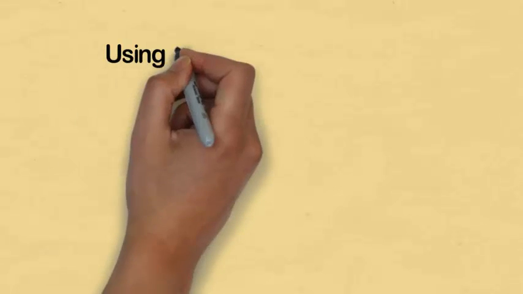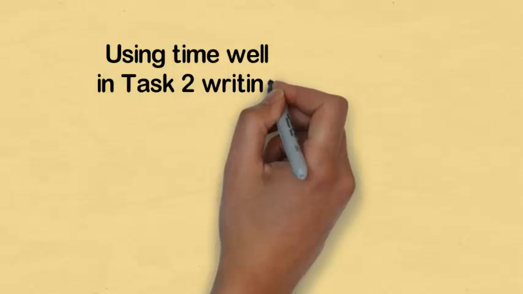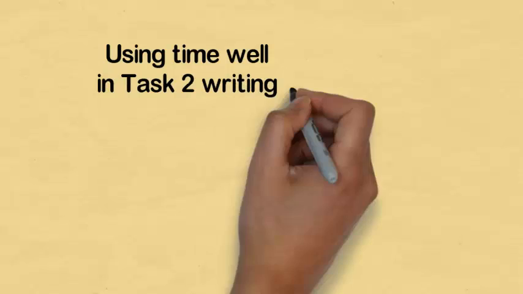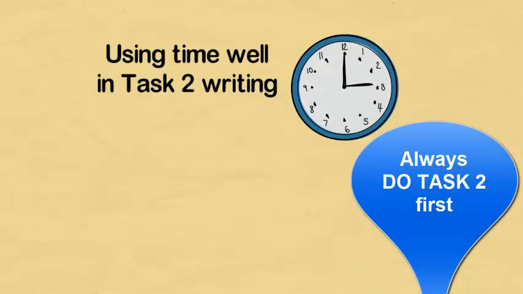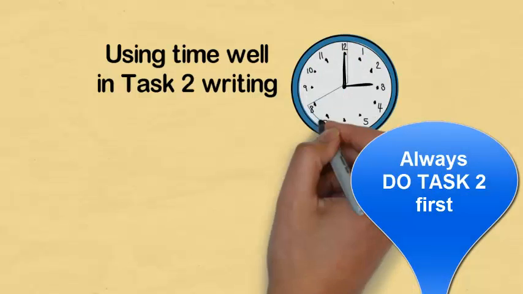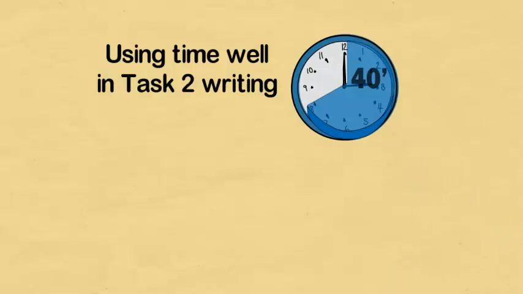In task 2 writing, it's very important that you use your time well. It should be the first thing you do, as we've discussed in the previous video. You should be doing task 2 first, not second. But still, you have to think about your time. So the first thing you should do is read the question. Read the question nice and carefully.